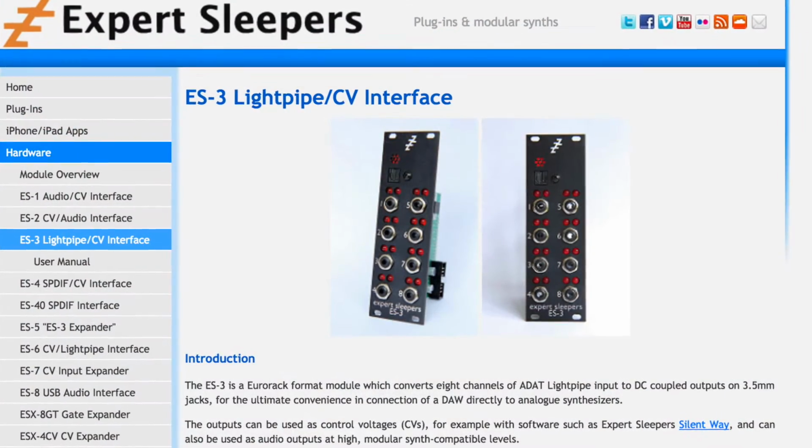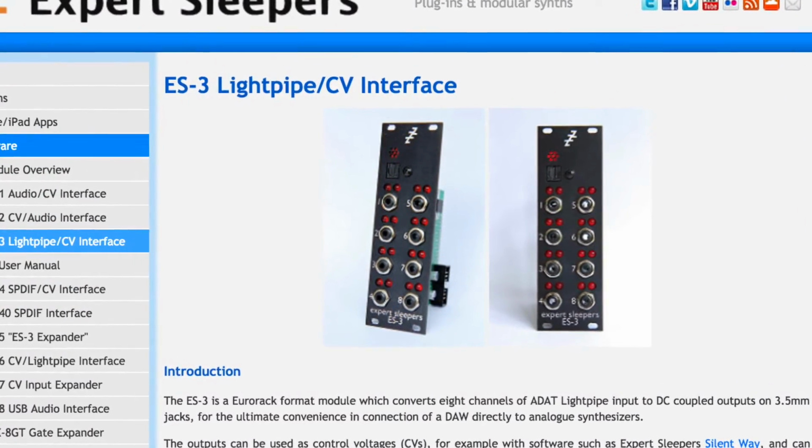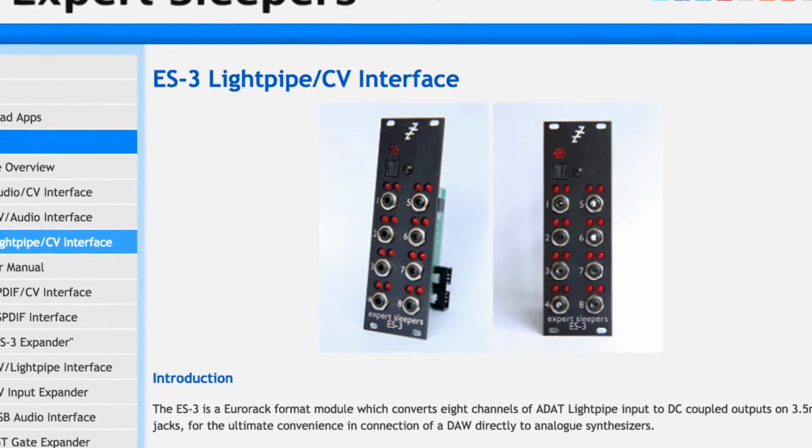So my alternative was to buy the ES3, Expert Sleepers ES3. Go out and check out Expert Sleepers because they are making some of the best utilities for the integration between modular and your DAW. So at any rate, I got the ES3. This one uses ADAT connection. That ADAT connection goes to the back of my RME 400. The input of the ADAT connection is light pipe.